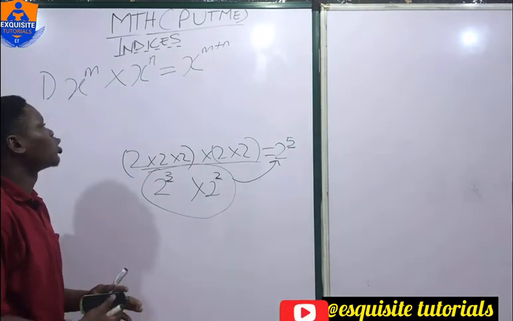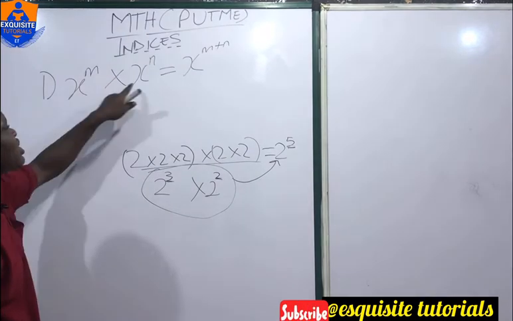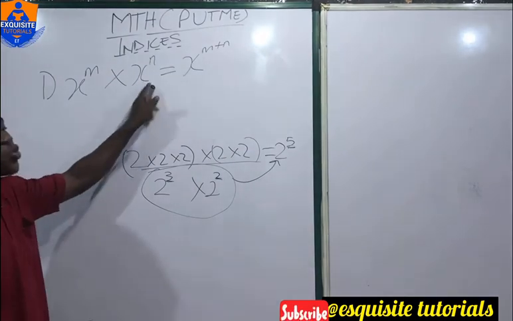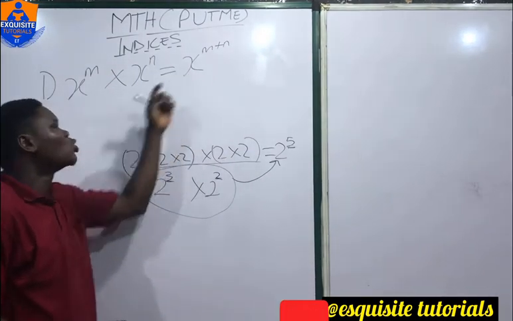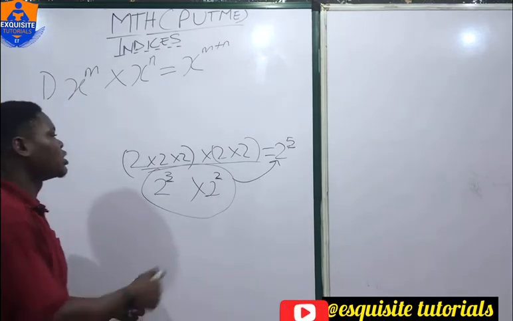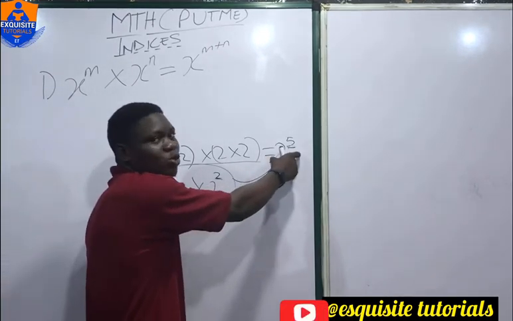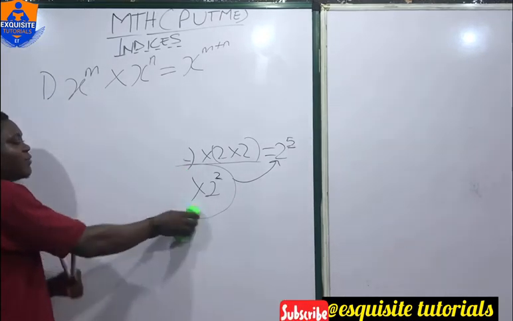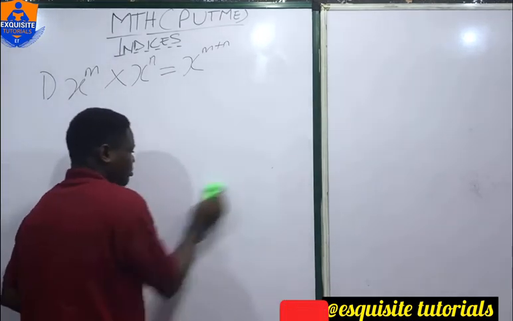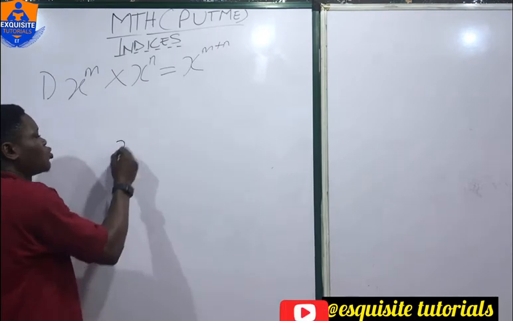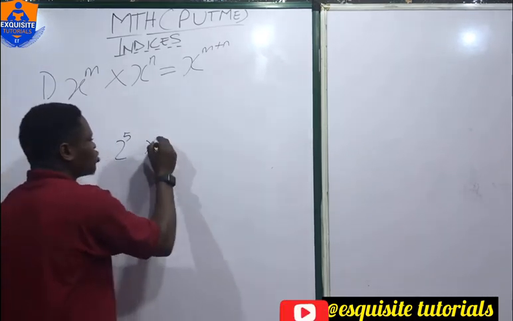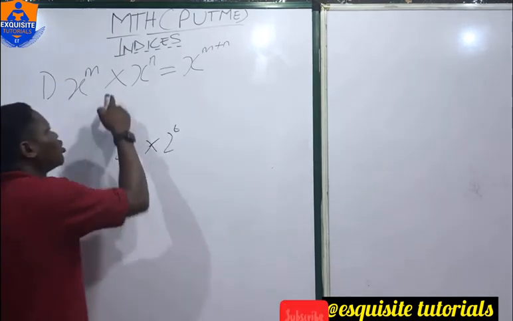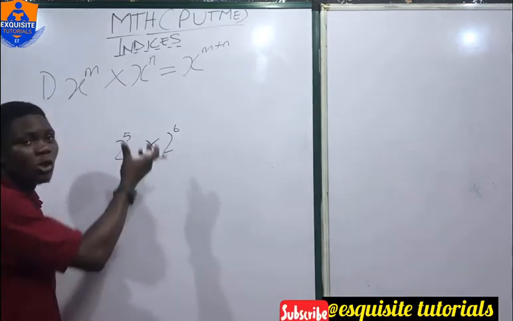One thing about this law, you must note that they must have the same base. If this place was y, your answer wouldn't have been this. So they must have the same base. Suppose that this place was 3, it wouldn't have been 2 raised to the power 5. So the first thing you must note is they must have the same base. Let's say you have 2 raised to the power 5 times 2 raised to the power 6. Because they are multiplying, do not forget the first law of indices.